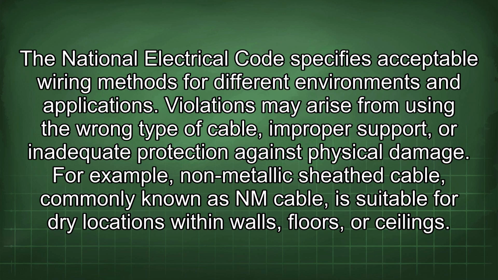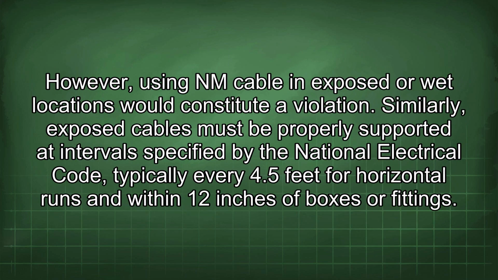Violations may arise from using the wrong type of cable, improper support, or inadequate protection against physical damage. For example, non-metallic sheath cable, commonly known as NM cable, is suitable for dry locations within walls, floors, or ceilings. However, using NM cable in exposed or wet locations would constitute a violation.